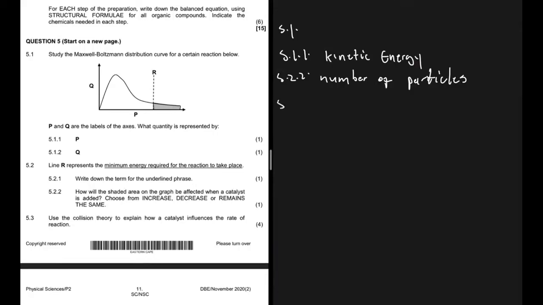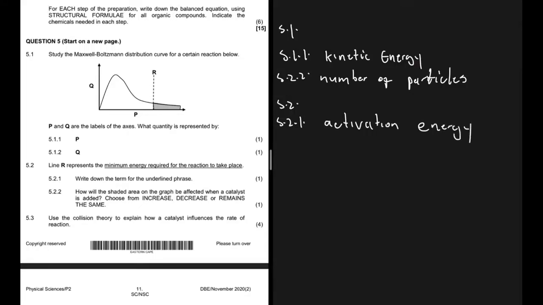And then 5.2, it says line R represents the minimum energy required for the reaction to take place. And then 5.2.1 says write down the term for the underlined phrase, minimum energy required for the reaction to take place. That's the activation energy. Activation energy is self-explanatory, because activation, so to say.